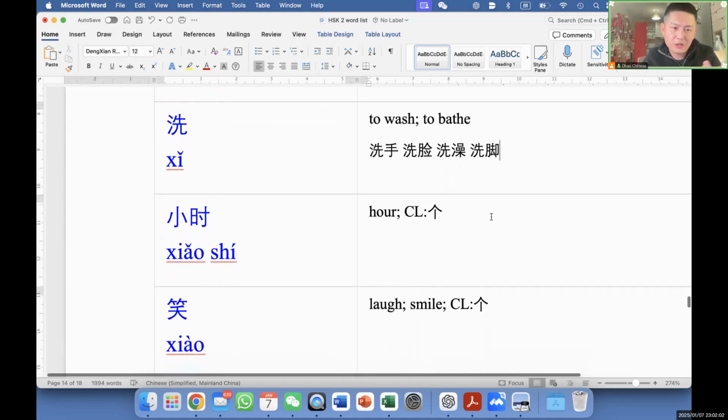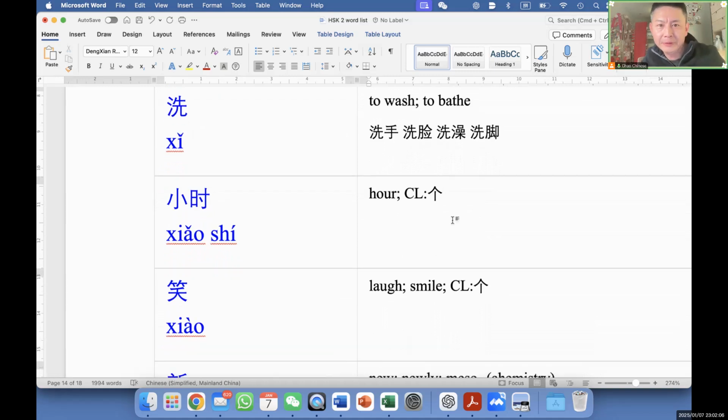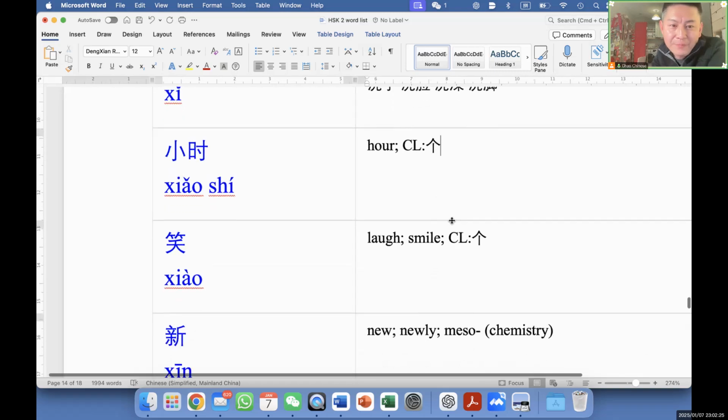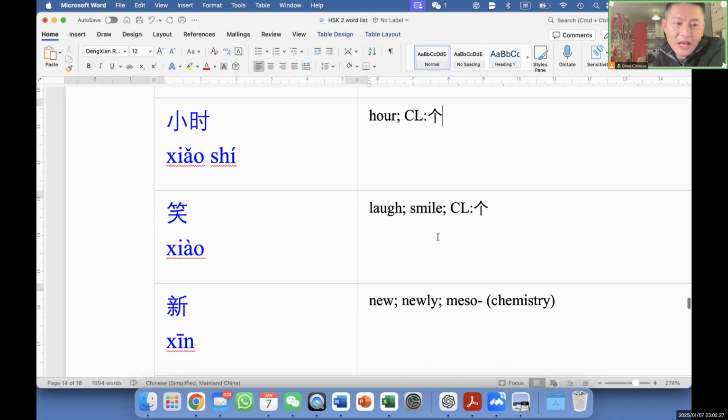小时, a small time. Why is it small time? An hour. Because traditionally in Chinese language, an hour is 2 hours. Therefore, it's big. And your hour is small. It's only half of our hour. We call it small hour, or small time.